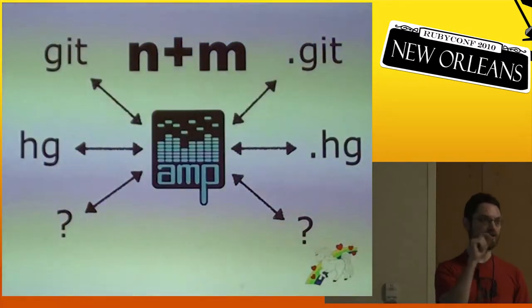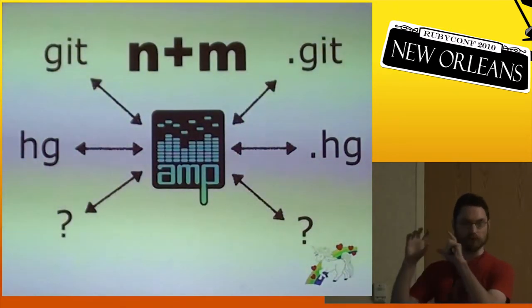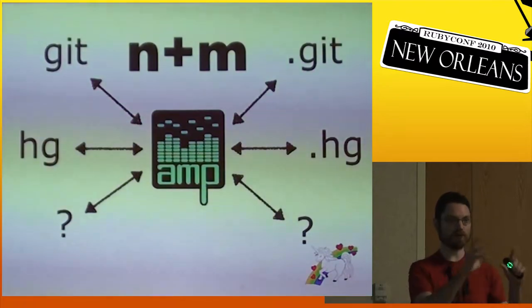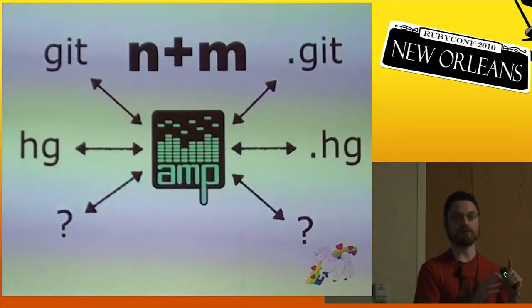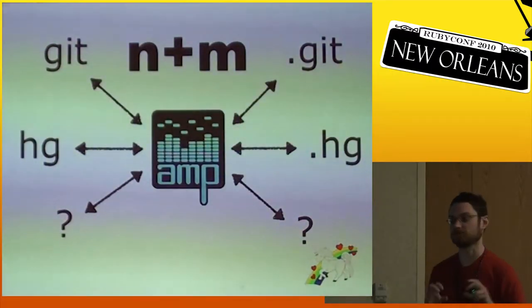AMP is trying to turn this into an n plus n problem, where you define your repositories and then you have your workflows or your ways of interfacing with those, and these become separate problems.